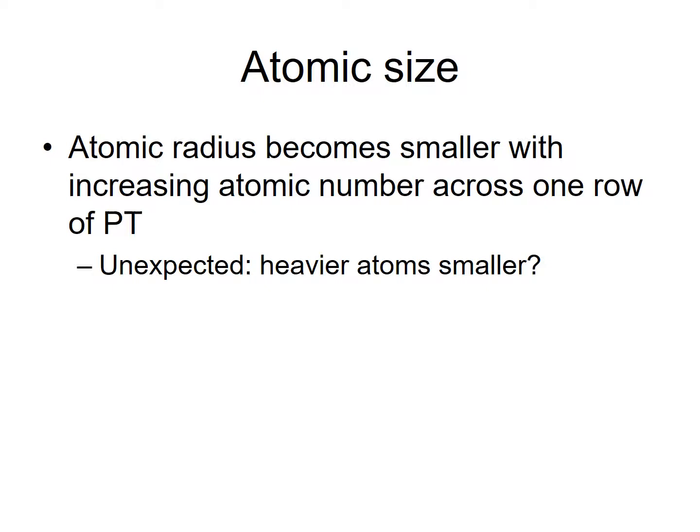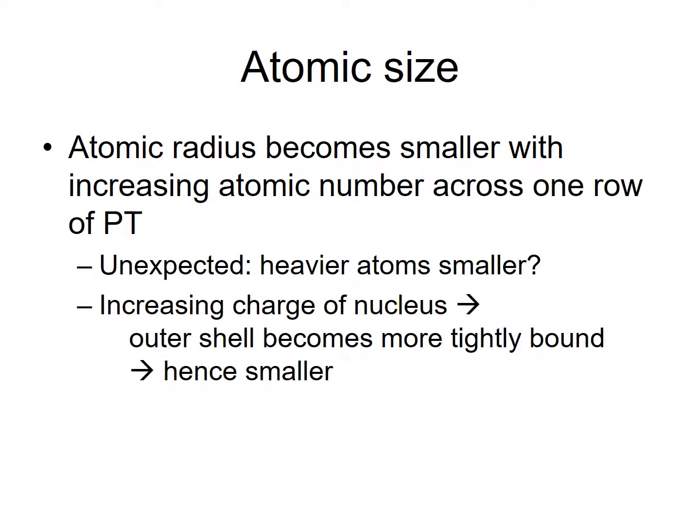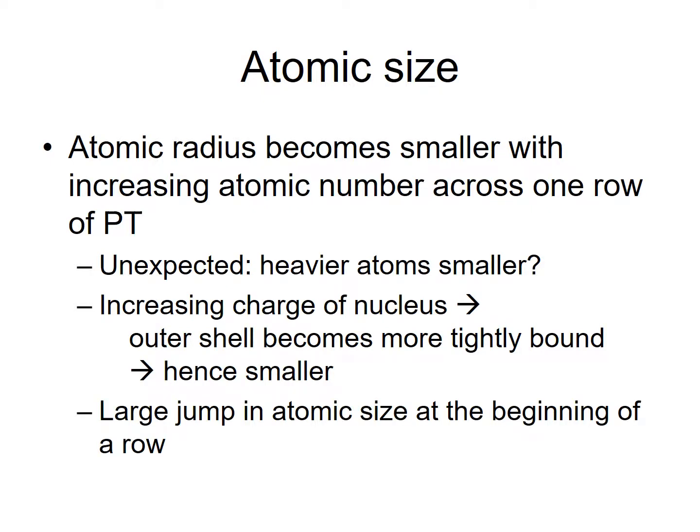But actually, as I add electrons and protons to an atom, within one row of the periodic table, the atoms become smaller. And this has to do with the increasing charge of the nucleus. As I showed with the atomic energy levels, the outer shell becomes more tightly bound, lower energy, and hence smaller as I go across a row of the periodic table. As I go across the row, I keep putting electrons into that same shell, and so that shell is becoming smaller.